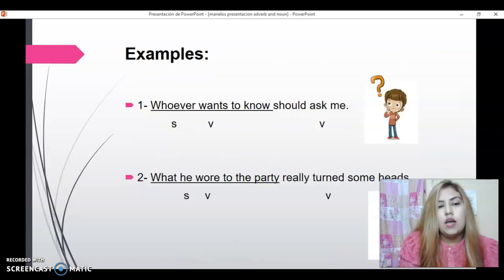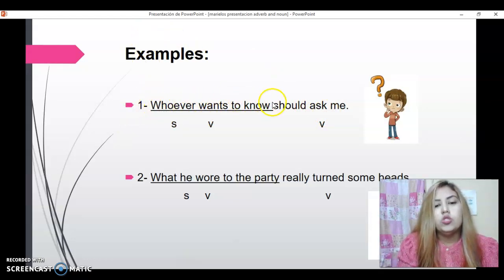And now let's see some examples. The first one says: Whoever wants to know should ask me. As you can see, here is my noun clause. It starts from whoever and finishes at know. And whoever is my conjunction and it's acting as a subject in the sentence. And here I have my verb, which is wants, and here I have another verb, which is ask. Okay, so as you can see here, I have a subject, a verb, and a verb, but I need a subject here, and my subject will be the complete noun clause, which is whoever wants to know. That's my subject for should ask.